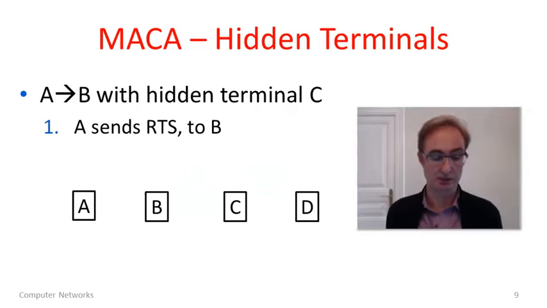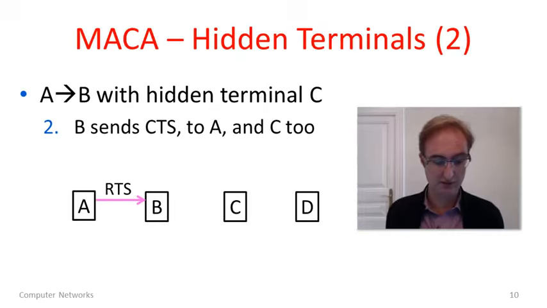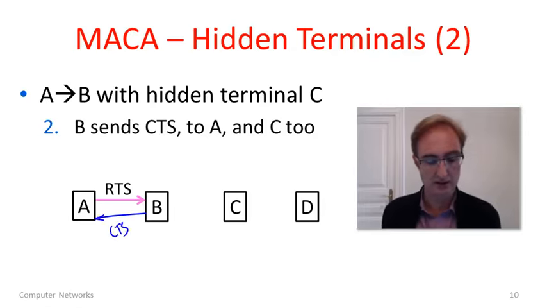First of all, hidden terminals. Let's suppose that A wants to send to B, and C is a hidden terminal that might interfere. First of all, A sends the RTS to B. That should be received. Next step, B is going to reply with a CTS to A to say, okay, go ahead. B sends a CTS to A. Great. Of course, that transmission, since we're in radio range, will also be heard by C.